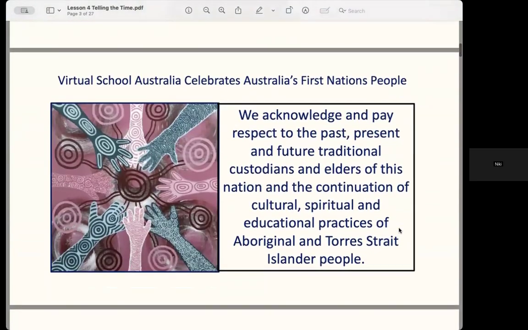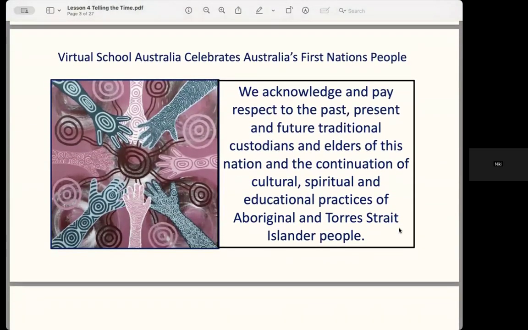So as always, we're going to acknowledge the first people of Australia, which we call the First Nations people of Australia, and they are our Aboriginal people. So we acknowledge and pay respect to the past, present, and future traditional custodians and elders of this nation, and the continuation of cultural, spiritual, and educational practices of Aboriginal and Torres Strait Islander people.